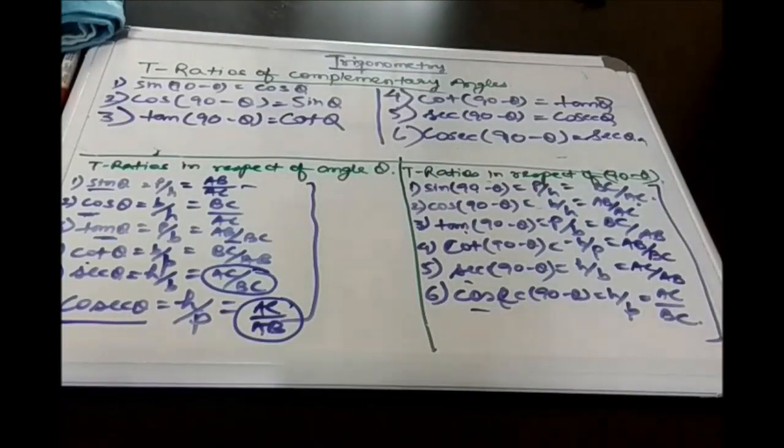But don't worry, once we do the problems, if you do 10 to 20 problems, it will automatically get etched in your memory and it will come naturally to you. Whenever somebody asks what is sine 90 minus theta, you will immediately say cos theta. So now we will go to the next topic.